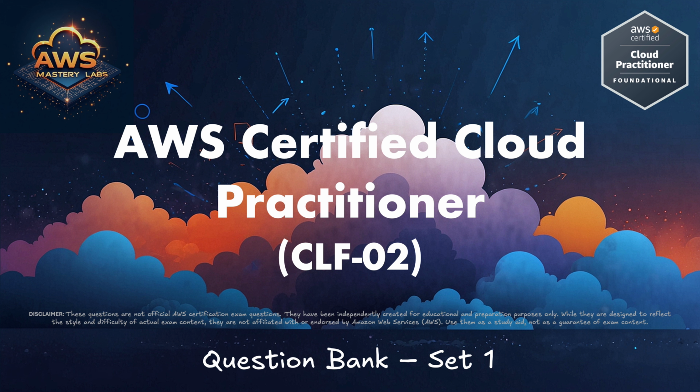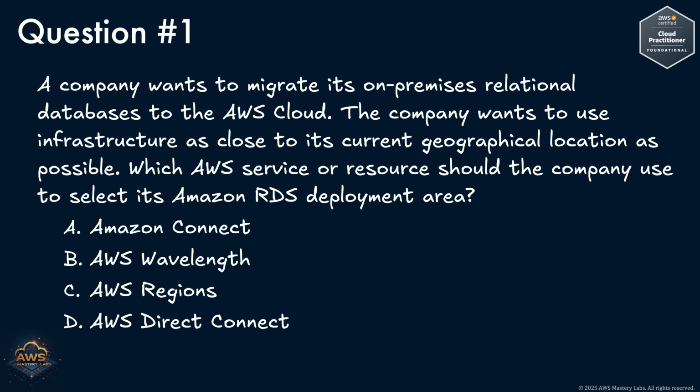Let's get started. Question: a company wants to migrate its on-premises relational databases to the AWS cloud. The company wants to use infrastructure as close to its current geographical location as possible. Which AWS service or resource should the company use to select its Amazon RDS deployment area?